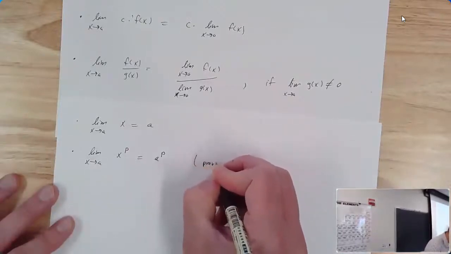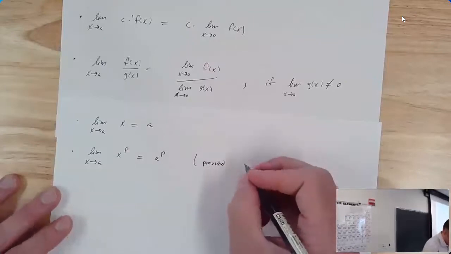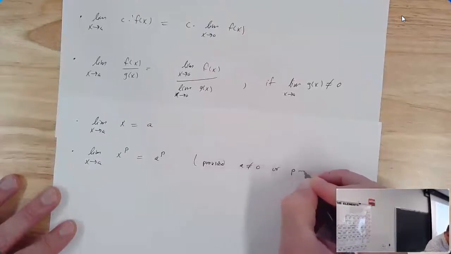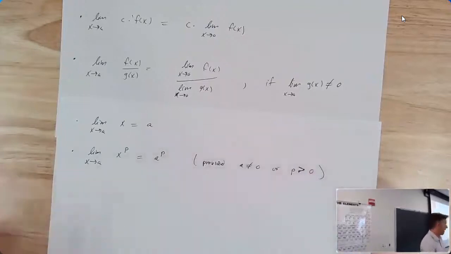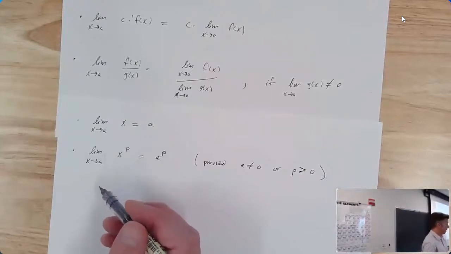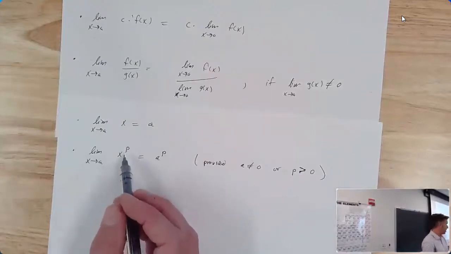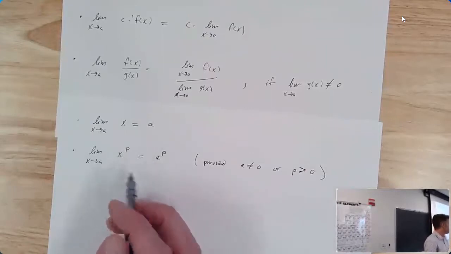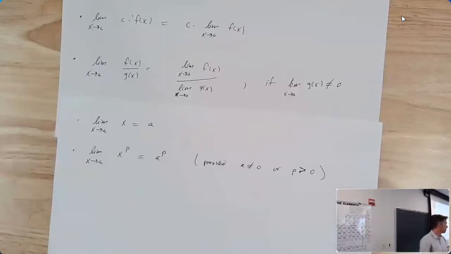Provided that either a is not 0 or the power is not negative, because you can't have 0 to a negative power, because that's division by 0. So, for example, this would take care of your x to the -1 situation. The limit as x approaches a of x to the -1 is just a to the -1, unless a is 0. So as long as a is not 0, it's just the same thing as 1 over a.